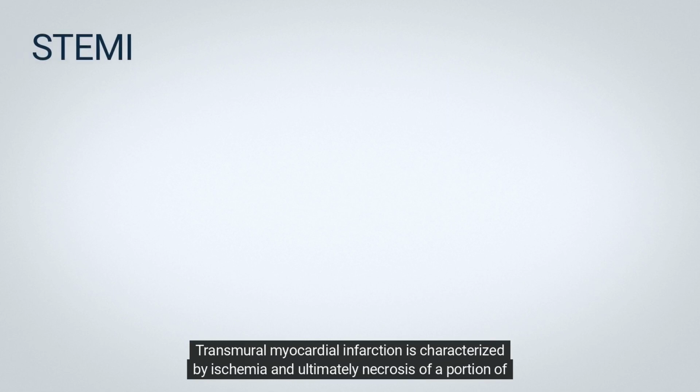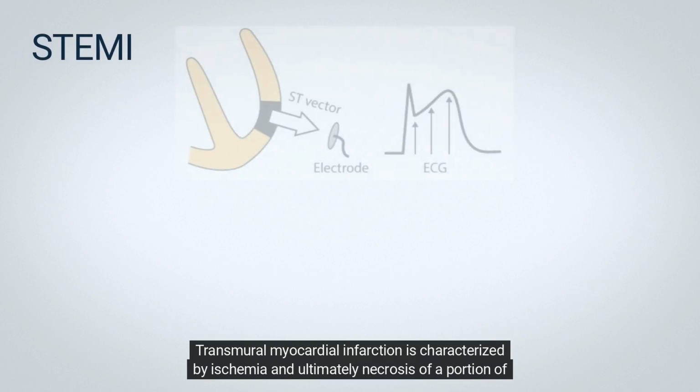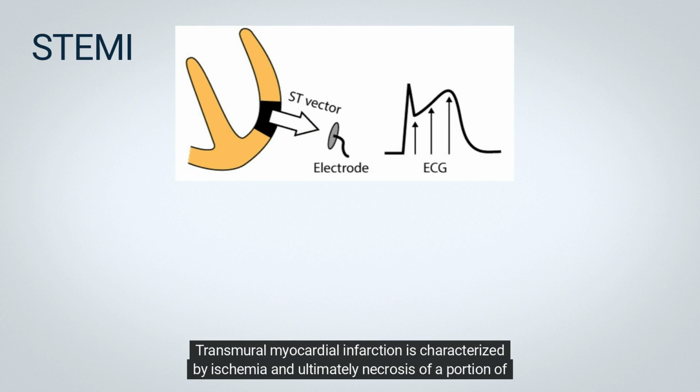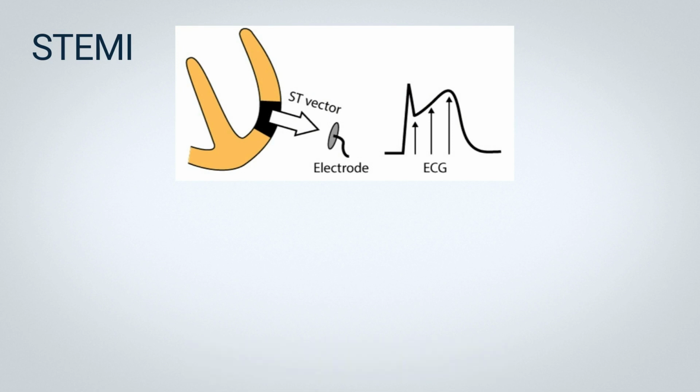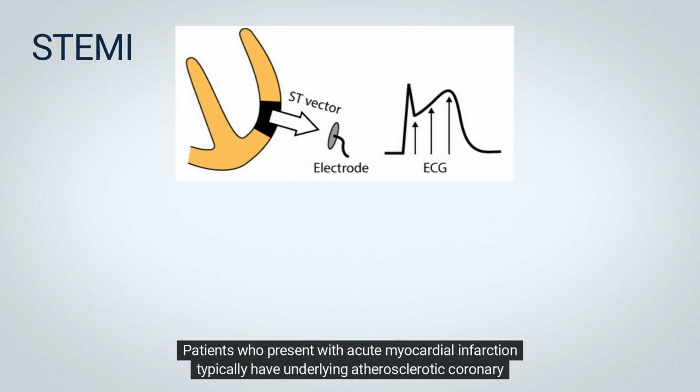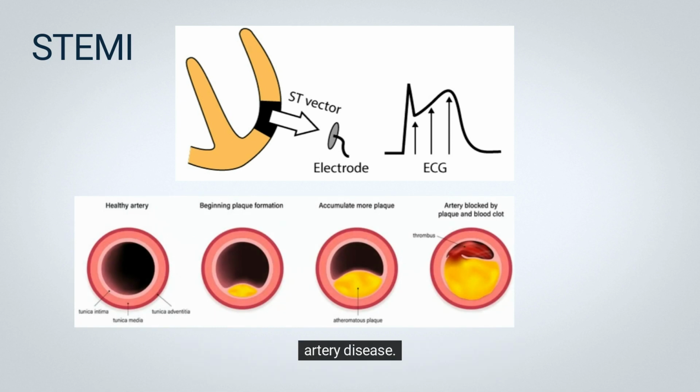Transmural myocardial infarction is characterized by ischemia and ultimately necrosis of a portion of the entire or nearly the entire thickness of the left ventricular wall. Patients who present with acute myocardial infarction typically have underlying atherosclerotic coronary artery disease.